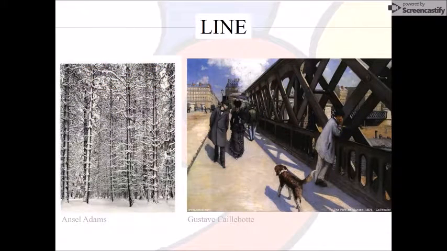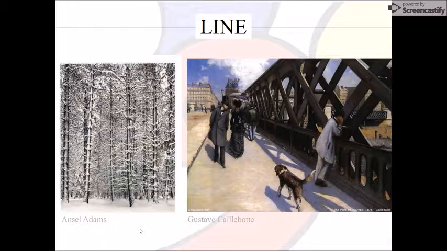Our first element of art is line. We use line in a few different ways in art. If you look at the photograph on the left by Ansel Adams, that uses vertical lines. The objects in the image are predominantly vertical, and it makes my eye move up through the image. There are some horizontal lines, but most things in this image are vertical, and this is why this is a good example of line.